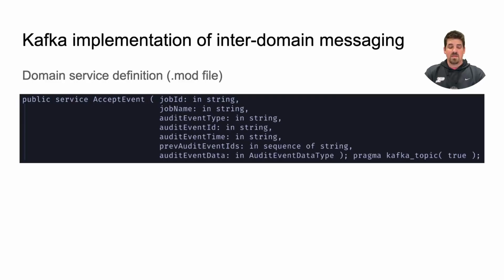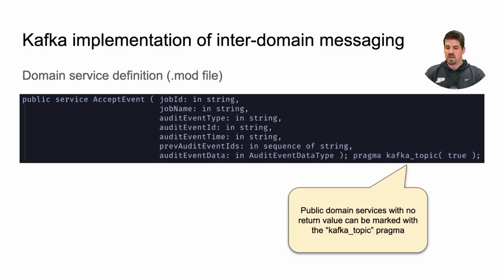Here's a little snippet from the AE ordering domain mod file. You can see that we have a public service called xtEvent, and it's marked with the Kafka topic pragma, which allows the code generator to know that it needs to generate publish code and topic registration code for this service.